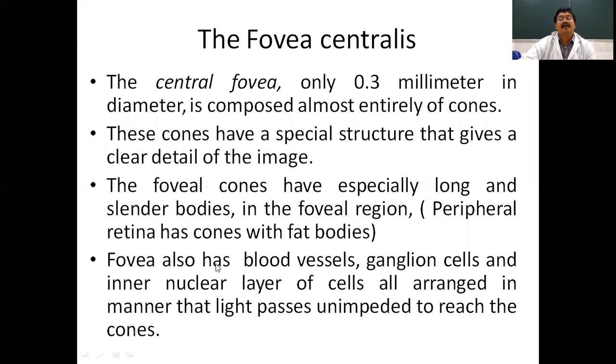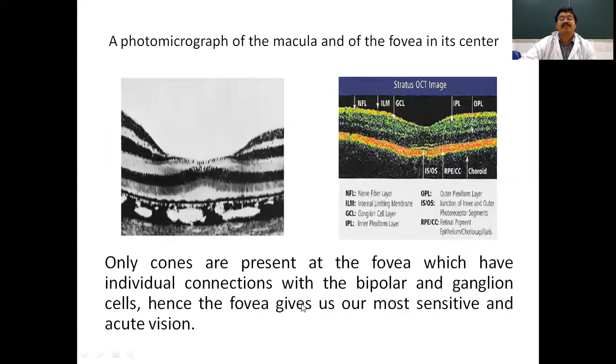The fovea also has the blood vessels, ganglion cell layers, and inner nuclear cells arranged in a manner such that they won't impede the light rays reaching these slender cones, which is the area more important for the visual acuity of the eye. If you look at this micrograph of the macula, many layers are missing in the foveal zones. This is the thickness. If we look at this region, yes, there is a decrease.